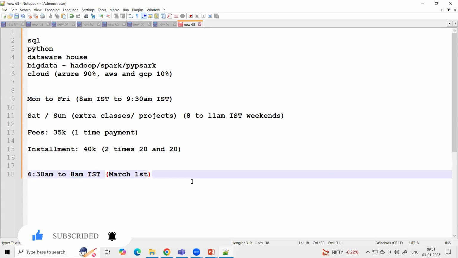The same class means the same cloud engineering. All three clouds will be covered. The same content will be there. Okay, fine.